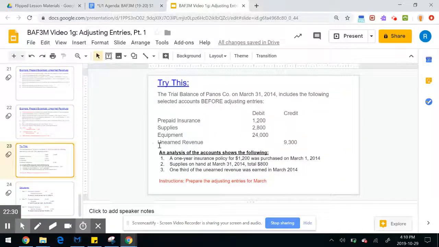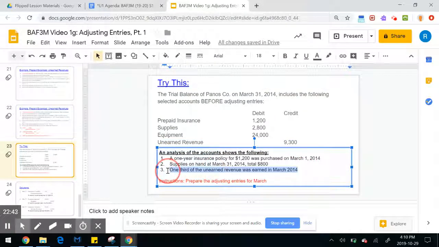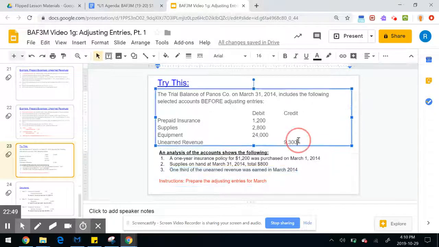So unearned revenue at the beginning, if we don't do anything, this liability account, we've already collected money, $9,300 worth, for revenue that we haven't earned yet. All right. But what you're being told is that over the course of March, it's the end of March currently, we've actually already earned a third of this. So we probably collected this at the beginning of the month, and we're done with earning a third of this. So we don't want to leave this liability, unearned revenue, at 9,300. That's not accurate. We actually only owe them 2/3 of that revenue left.